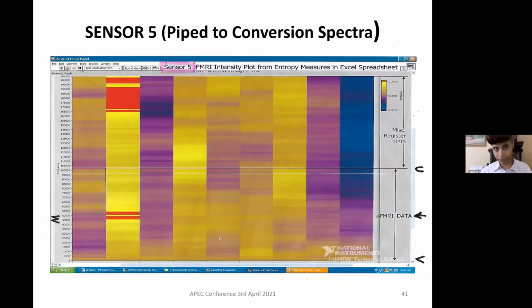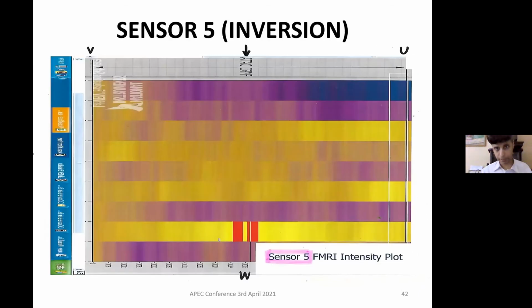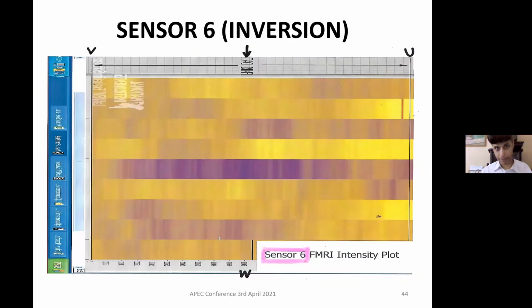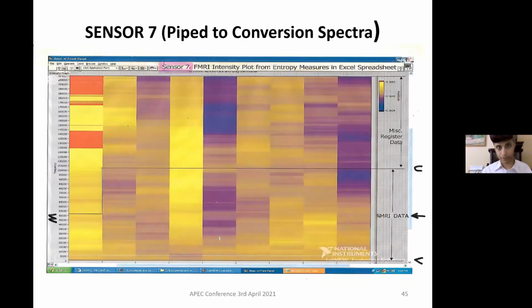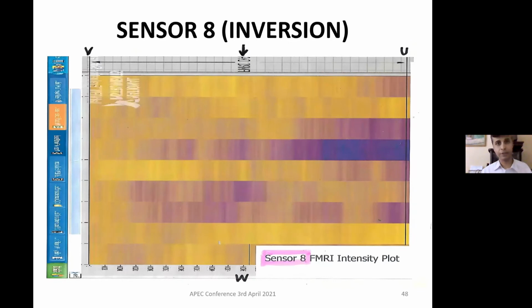Again, sensor 5 piped, and then here it is with the inversion. Sensor 6 piped, inversion. Sensor 7 piped, inversion. Sensor 8 piped. This happened very fast, and I generated the results. And then what I did, I don't have this with me here, is I actually cut these things with a scissor, because I didn't have all the ideal resources. And then I stitched it together so it would be like one large panel of strips. So you can see sensor 1, 2, 3, 4, 5, 6, 7, 8, 9.